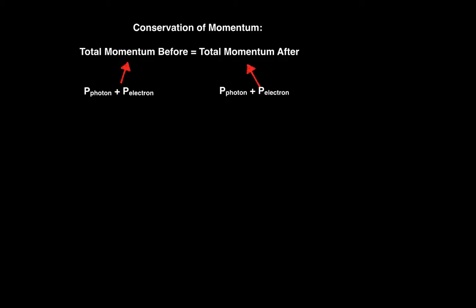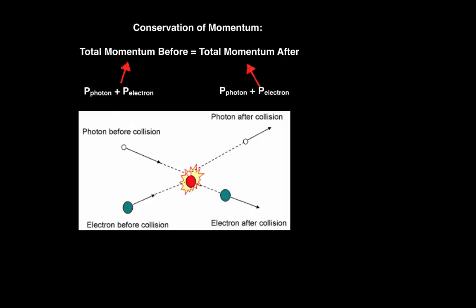Next, let's look at conservation of momentum. The total momentum before the collision equals the total momentum after the collision. The momentum of the photon plus the momentum of the electron before the collision equals the momentum of the photon plus the momentum of the electron after the collision. But it's more complicated than energy because momentum is a vector. This means direction and angle matter in our calculations.